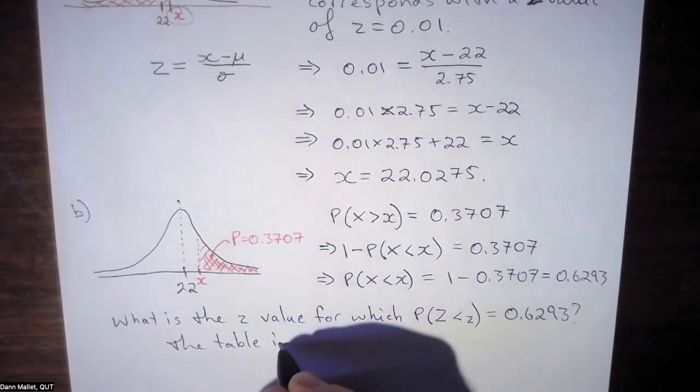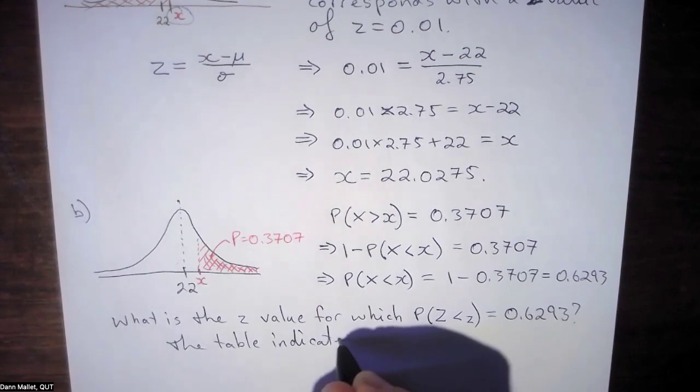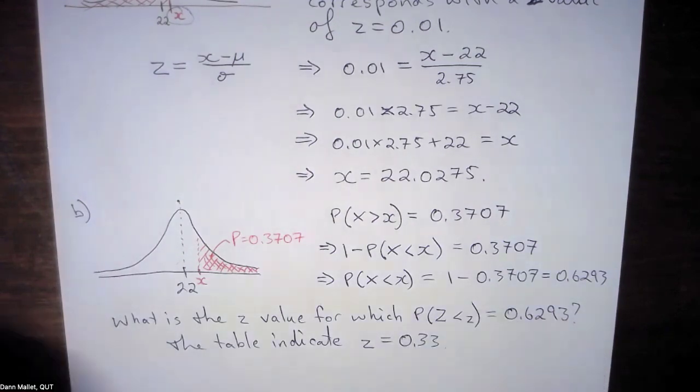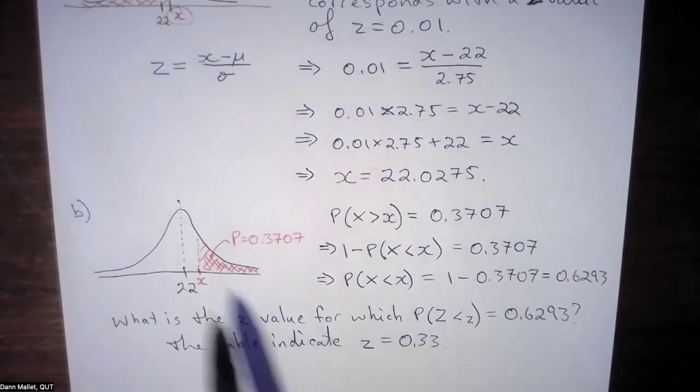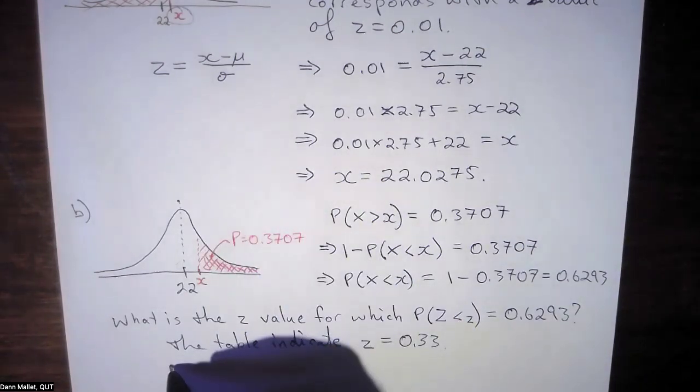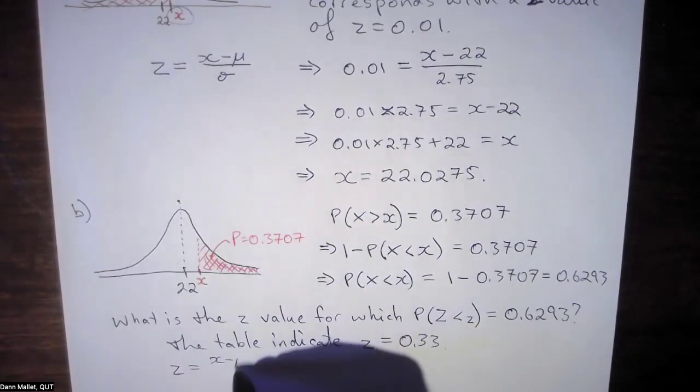So the table indicates that lowercase z is equal to 0.33. Just as we did in part A, we're not looking for a z value, we want to get the x value. So we need to undo the transformation.